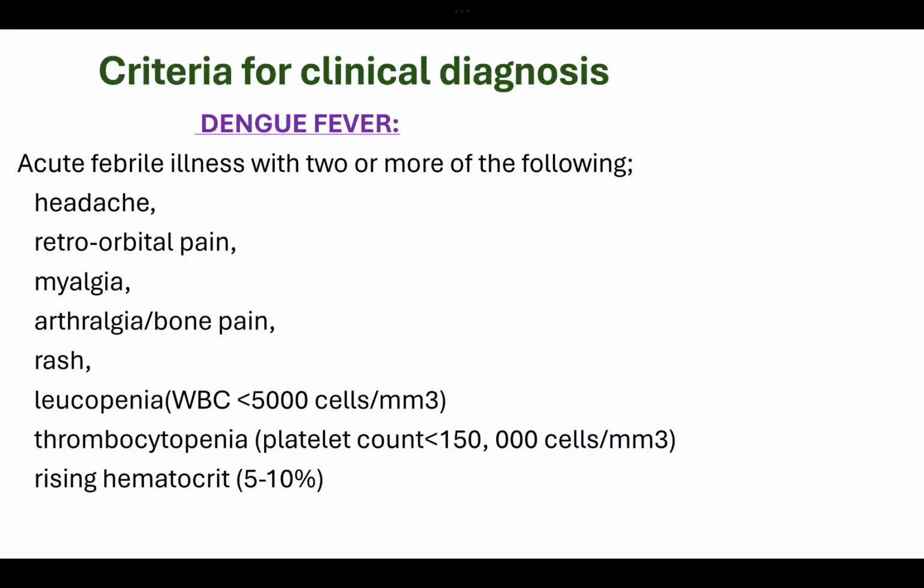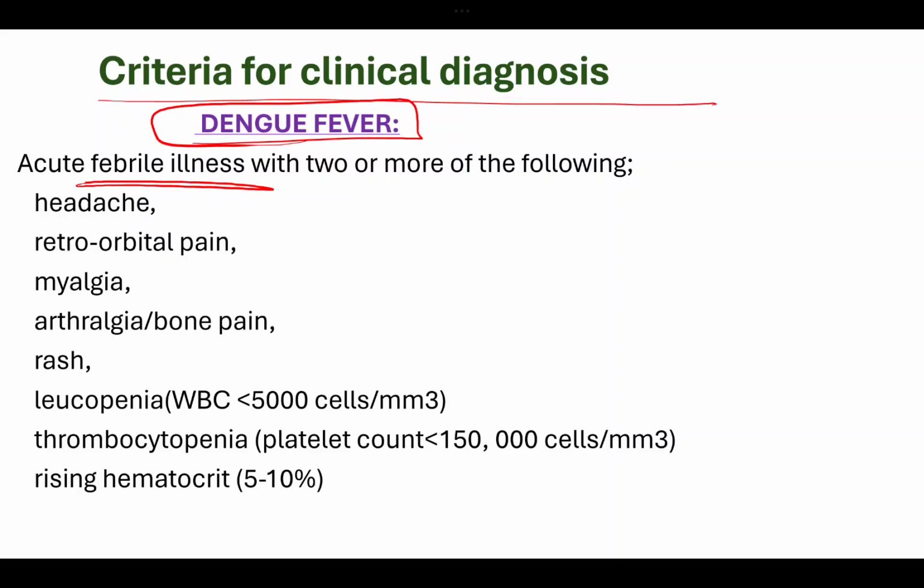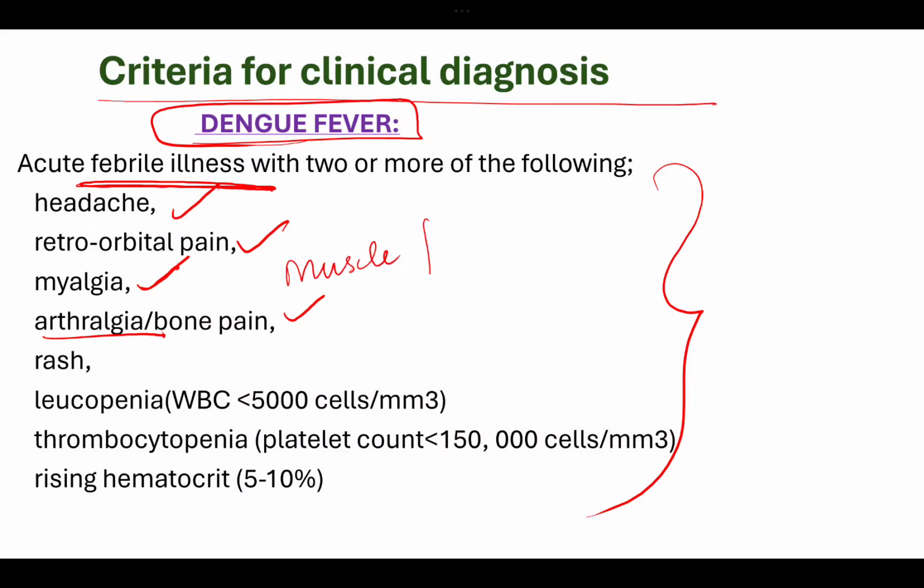Next, what is the criteria for the clinical diagnosis? If the patient presents with dengue fever, he will have an acute febrile illness with one of the following. We know very well the patient will present with fever, headache, retroorbital pain, body pain, myalgia will be there, arthralgia, muscle pain, bone pain, okay, muscle pain, myalgia, arthralgia or bone pain will be there.